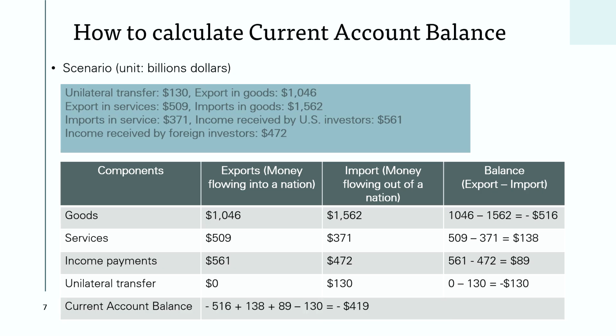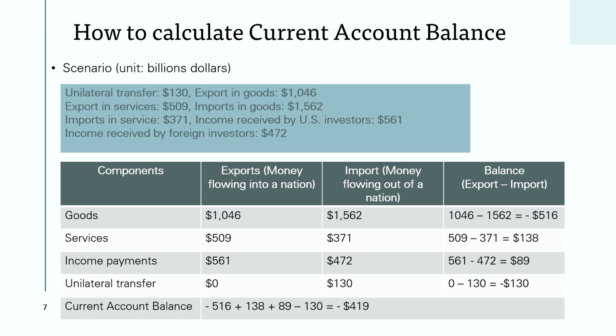Okay, the final component is unilateral transfers. In this example, the country sends $130 billion abroad through transfers such as foreign aid and remittances. Because money leaves the country and no goods or services are received in return, unilateral transfers are treated as a negative item. Therefore, the unilateral transfer balance equals negative $130 billion.